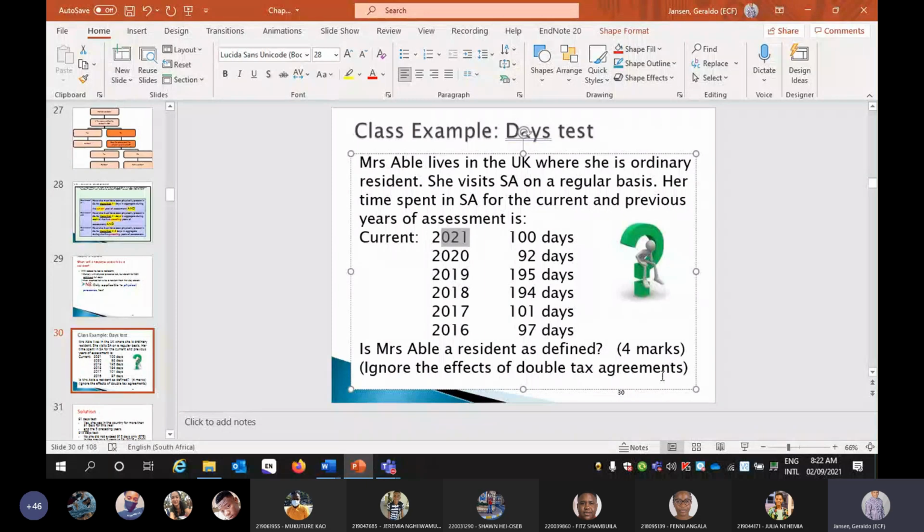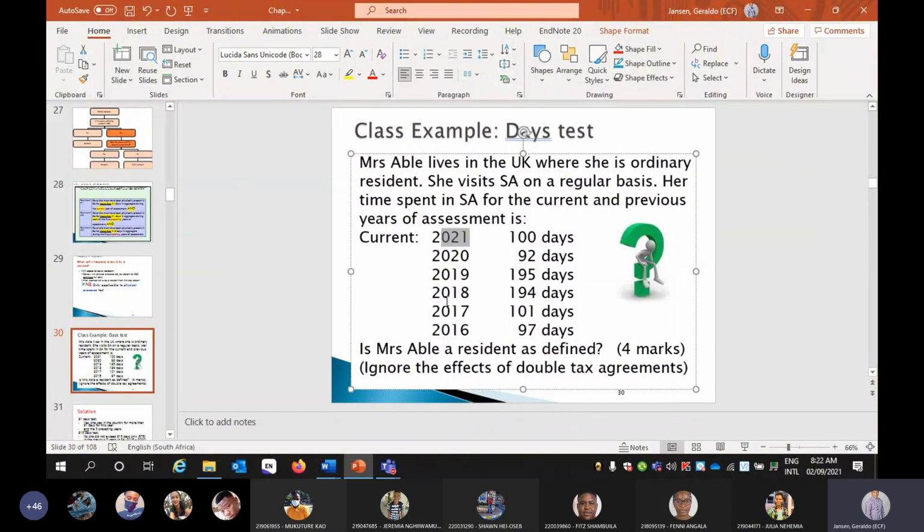What is a double tax agreement? We spoke about this. We said the two countries might have an agreement in place where they sign a double tax agreement where it is actually decided where a person needs to pay tax. Now, if there's a DTA, then obviously you don't even have to consider these tests, because that double tax agreement takes precedence over all of these rules.